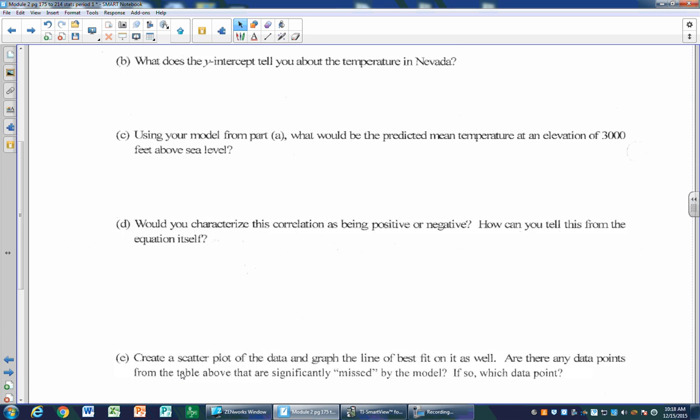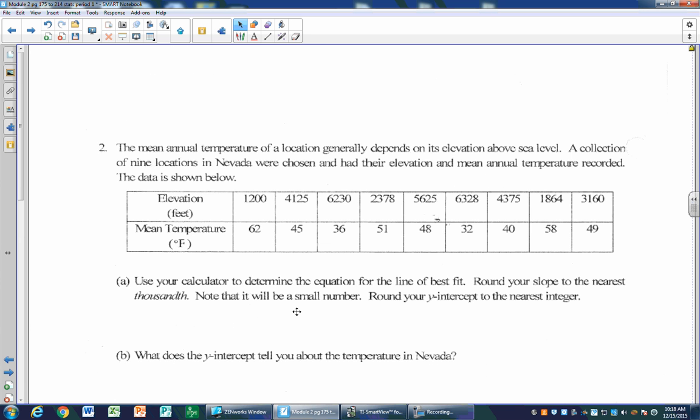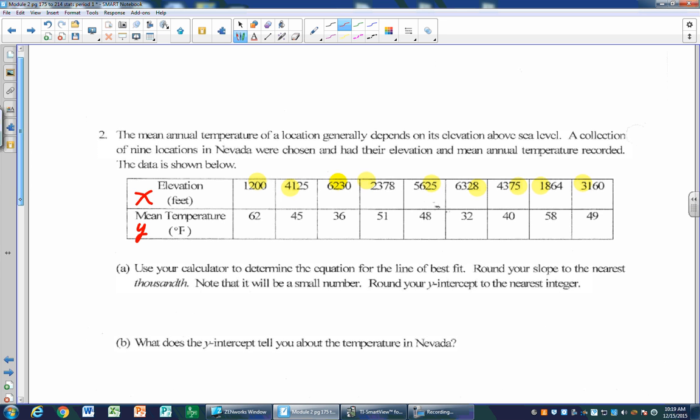We're on page 202. We're doing linear regressions. The first thing that we notice when we're reading this question is that the mean annual temperature of a location generally depends on the elevation above sea level. Collection of 9 elevations. 1, 2, 3, 4, 5, 6, 7, 8, 9. Okay, there are 9 of them. In Nevada were chosen for the elevation and mean annual temperatures recorded in the data below. So remember that the first part of the table is X and the second part is Y. Unless there is time, then time is always the independent variable.